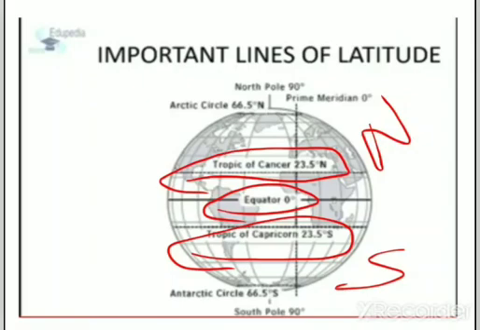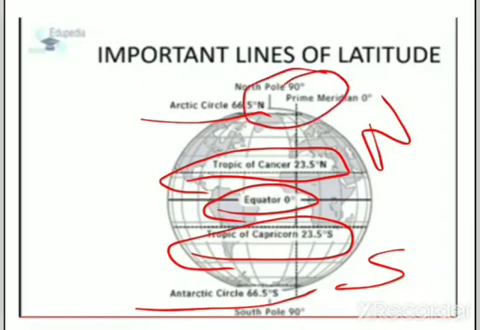The next important lines are 66.5 degree north and 66.5 degree south, that is the Arctic Circle and the Antarctic Circle. And the next are 90 degree north and 90 degree south, towards the poles, the North Pole and the South Pole. Both are the extreme points of the axis of the earth, so we call it the axis of the earth.